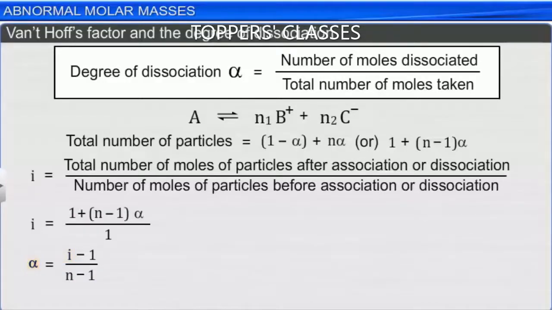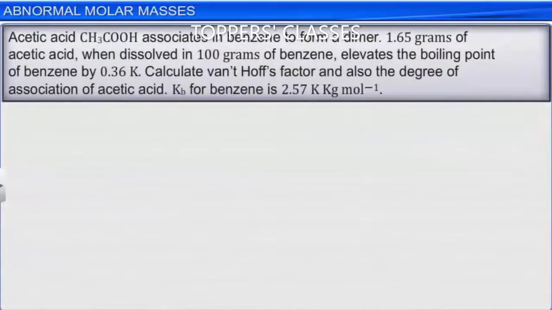Let us now solve a numerical problem based on the association property of a solute. Acetic acid, CH3COOH, associates in benzene to form a dimer. 1.65 grams of acetic acid, when dissolved in 100 grams of benzene, elevates the boiling point of benzene by 0.36 Kelvin. Calculate Van 't Hoff's factor and also the degree of association of acetic acid. Kb for benzene is 2.57 Kelvin kilogram per mole.